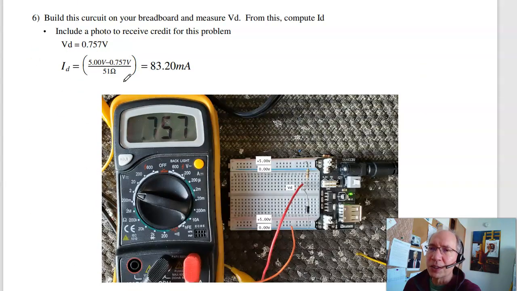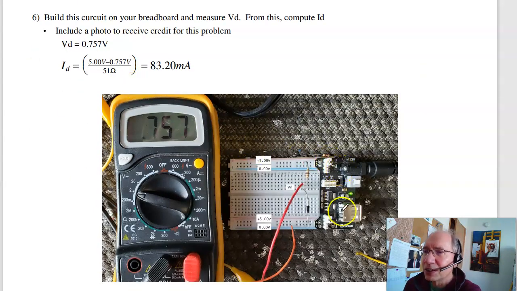Fourth way to solve, build the circuit. So here's one of the 5-volt powered breadboards for your lab kit. When I plug it in, I need to move this jumper up here. On the bottom, it's 3.3 volts. Up high, it is 5 volts.